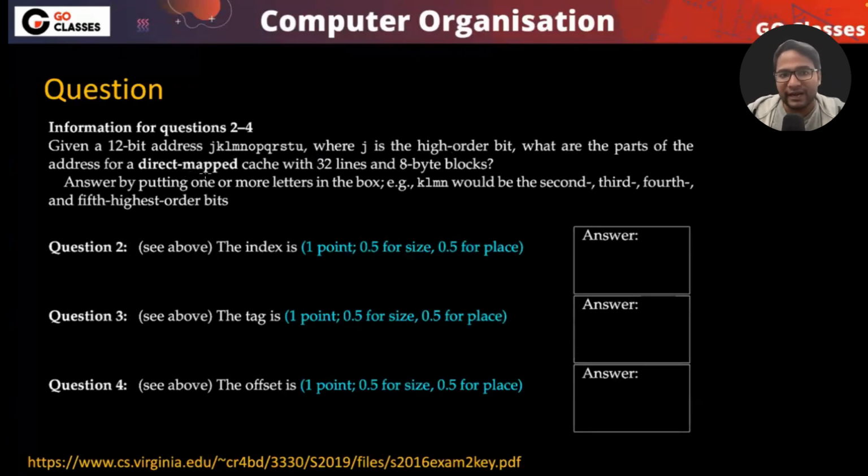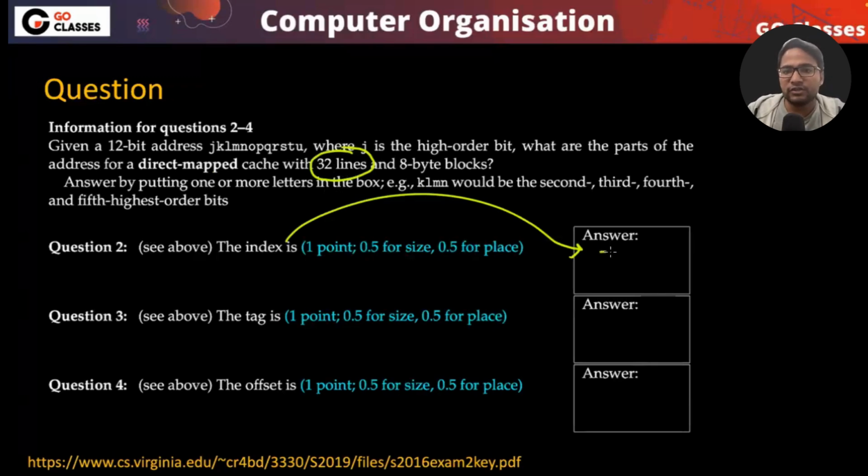Now they're saying the direct map cache is used with 32 lines. So the number of lines is given to me. Can you immediately tell me how many bits you will be needing for the index? If someone asks you the index, how many bits you will be needing? Can you immediately tell me just because the number of lines is given to you?